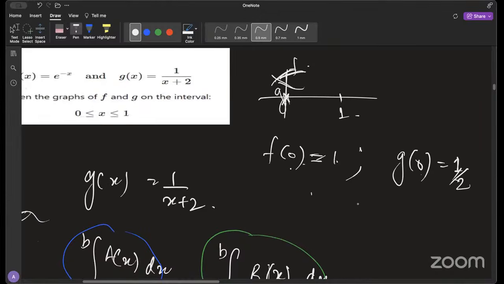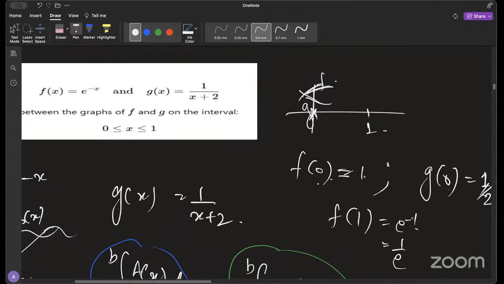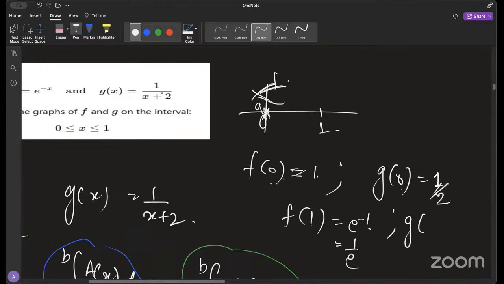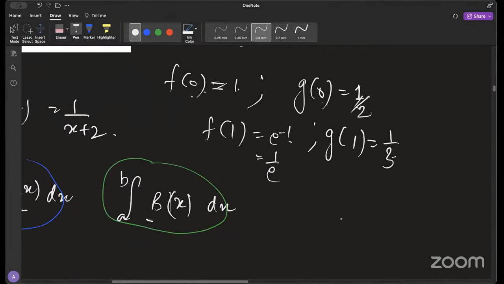And at 1, f(1) is e to the power minus 1, which is 1 by e. And g(1) is 1 by 3. Which one do you think is greater? e is 2.7, and you have 3 here. So 1 by 2.7 and 1 by 3. Since 3 is greater than 2.7, this is greater than this.